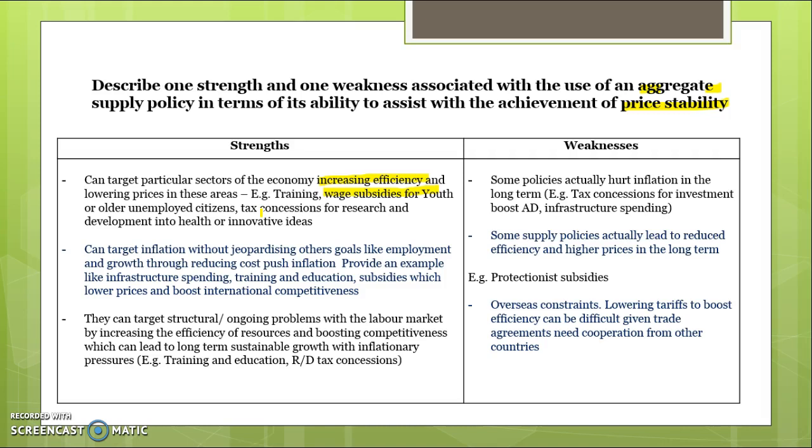The other thing is they can target inflation, and this is a big one. They can target inflation without jeopardising the other goals. So because they focus on cost push inflation, they're able to do things like increase infrastructure spending, training and education, subsidies, which are expansionary policies, but aren't going to have that negative impact. They can occur without having negative impacts on other goals. So they're not contractionary policies, which you would need to do with demand management policies to reduce inflation. We can actually achieve low inflation without it jeopardising the other goals when we use supply-side policies, because we're looking at the supply side of the economy.